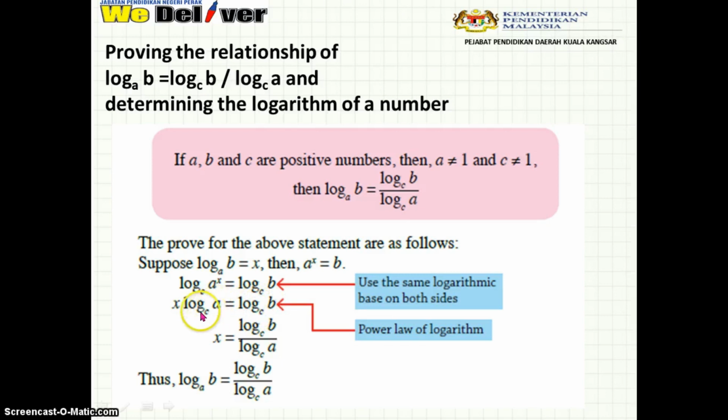Shift the log a base c to the right hand side, we have x equals log b base c over log a base c. x equals log b base a. So finally, we can get the relationship: log b base a equals log b base c over log a base c.